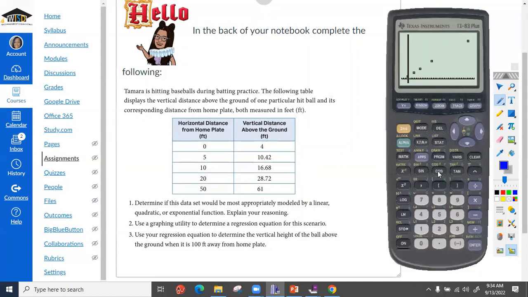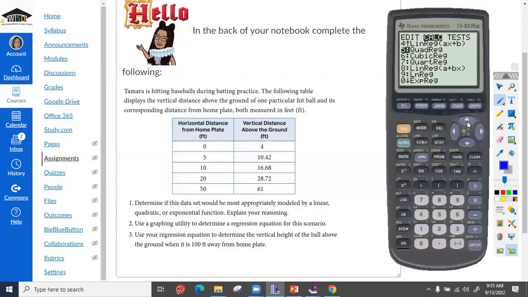So when I go to step 2, using a graphing utility to determine the regression, I'm going to go to stat, calc, and I'm going to go to LinReg. Do we see that? Okay, that's 4. Now, if I thought it was quadratic, where would I have gone? QuadReg. If I thought it was exponential, I would have gone all the way down to 0 to ExpReg. Do we see that? So it's the same steps to get to this. You just have to determine whether it's linear, quadratic, or exponential. Does that make sense? All right.